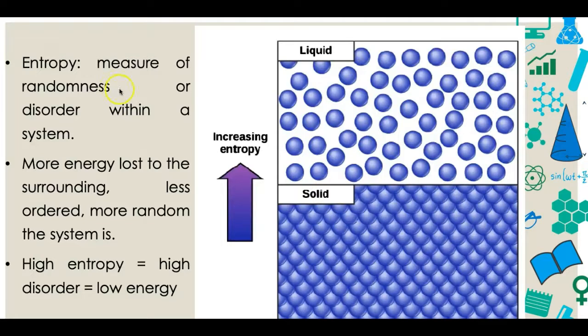Entropy is a measure of randomness or disorder within a system. More energy lost to the surroundings means that the system is less ordered and more random. Simply said, high entropy equals high disorder equals low energy. So when a solid changes into a liquid form, it will increase its entropy or disorder.